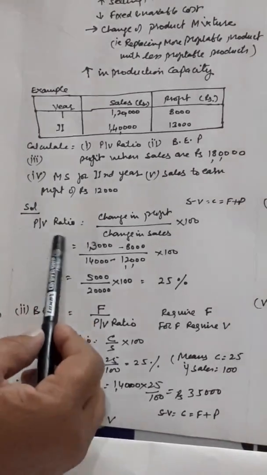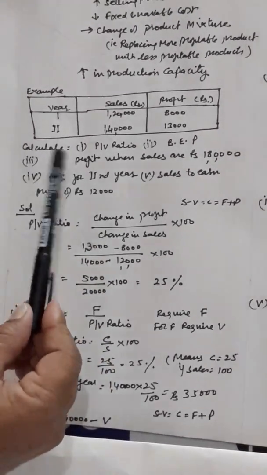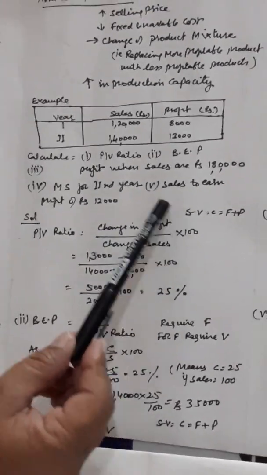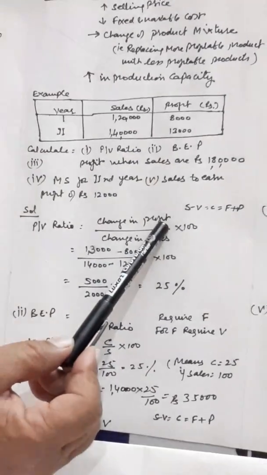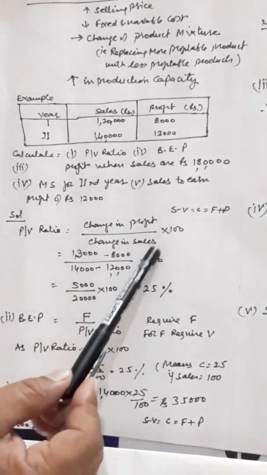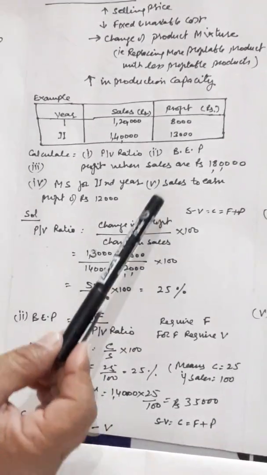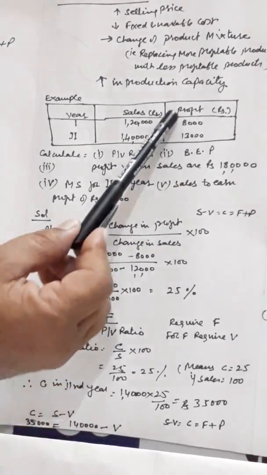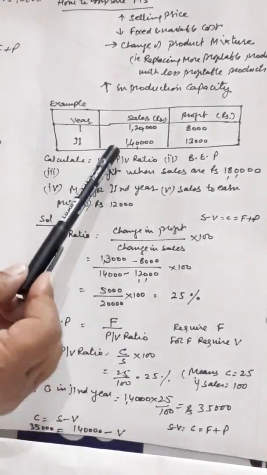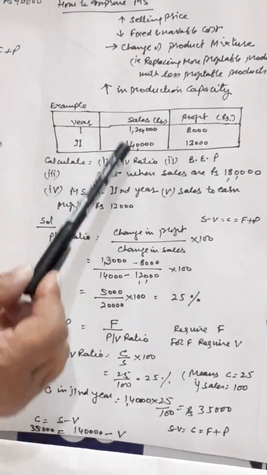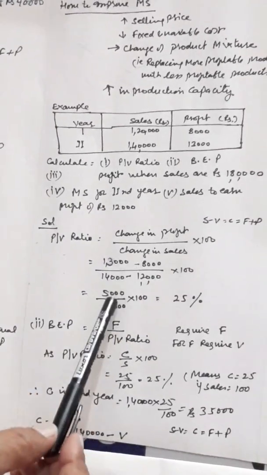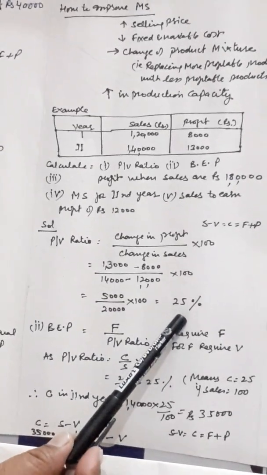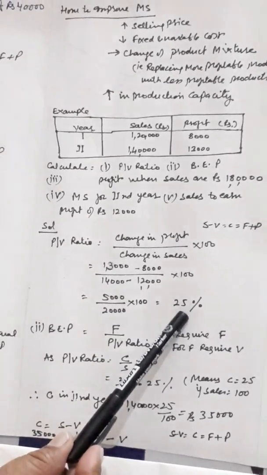Now PV ratio over here, as data of 2 years is given, we will consider change in profit. There will be change in profit divided by change in sales multiplied by 100. Change in profit 13,000 minus 8,000 divided by 1,40,000 minus 1,20,000 multiplied by 100. It will be 5,000 upon 20,000 multiplied by 100. PV ratio will be 25%.